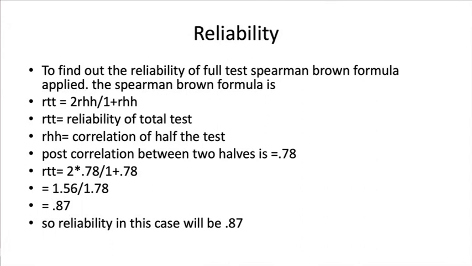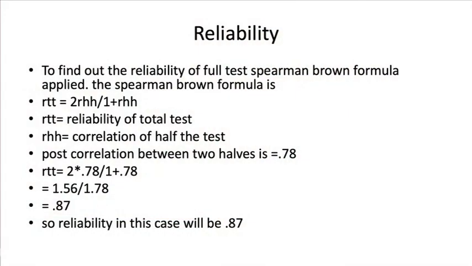I have solved it, I will show you. Upon 1 plus RHH. Now, what is RTT? Reliability of the total test, not half, total test. What is RHH? Correlation of half of the test. What half of the test? Odd and even. Now, there are two, correlation will always be between the two sets, corresponding relation. Now, it is between the two halves. So, RHH will be correlation of the half of the test.